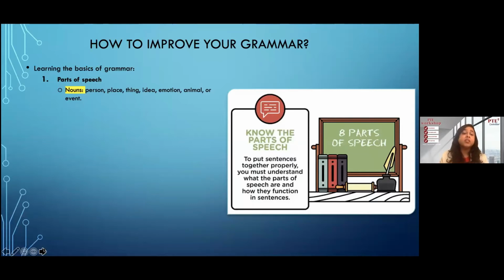So the first one is nouns. Nouns, we all know what is a noun: person, place, thing, idea, emotion, animal, or event. Anything that has a specific name is a noun. For example, my name is Noshin. Noshin is a noun. You all have a specific name by which people know you. All of those things are nouns. So understanding and identifying nouns is very important.